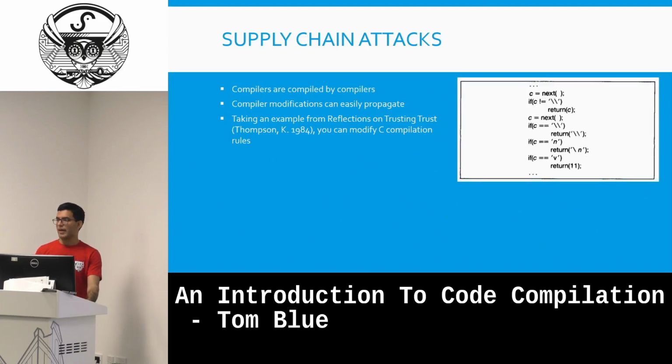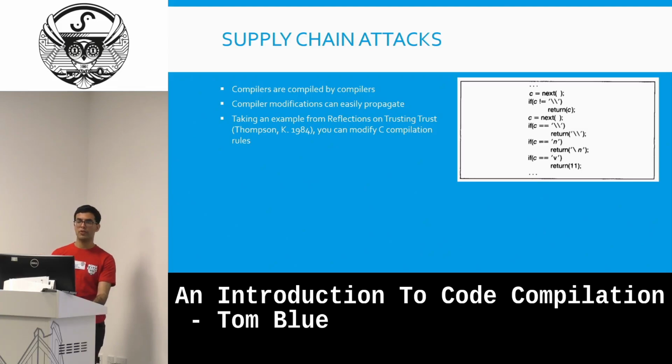The idea being that you could have perfectly secure source code. You could build it in a perfectly secure environment, but if the compiler is compiled by a malicious compiler, then your code would become malicious through compilation. It's a supply chain attack. And it sounds very theoretical, but this actually happened in 2015.